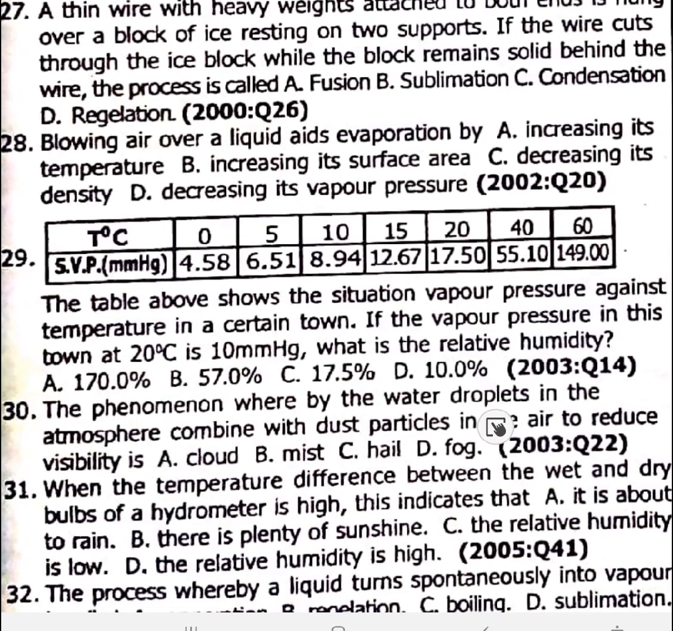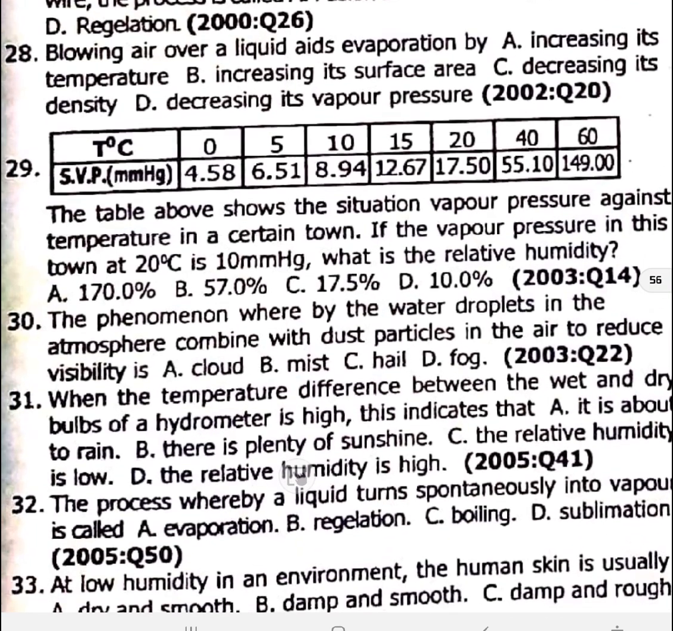30. The phenomenon whereby water droplets in the atmosphere combine with dust particles in the air to reduce visibility is mist. Option B is mist. Fog is a severe case of mist. Cloud, C-L-O-U-D, is mist that is high up in the atmosphere. Hope you've written that down.